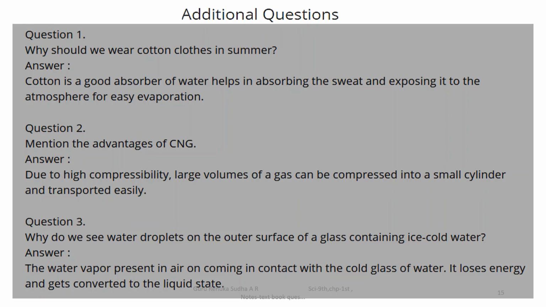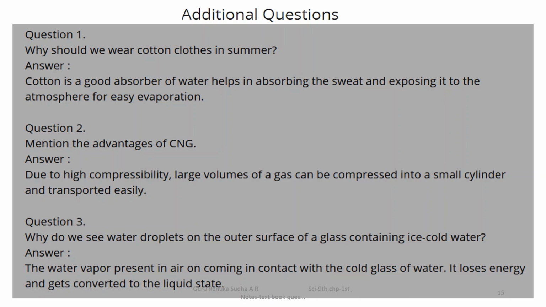Second question, mention the advantages of CNG. C represents compressed, N represents natural, and G represents gas. Compressed natural gas. What is the use of this? Due to the high compressibility, a large volume of gas can be compressed into a small cylinder, and it is easy to transport from one place to another. That is the best advantage of CNG. It is also eco-friendly compared to LPG or petroleum products.